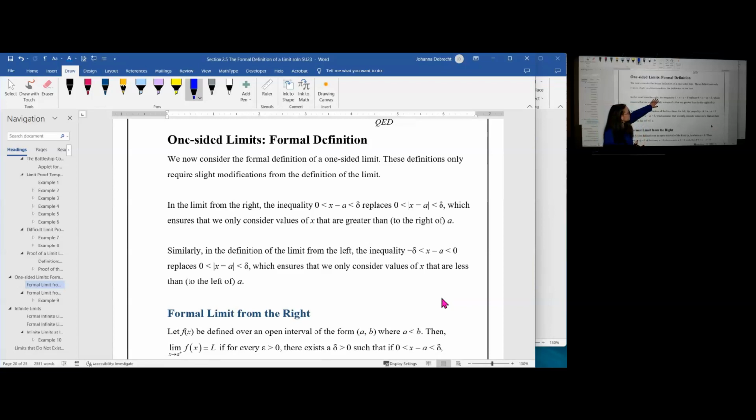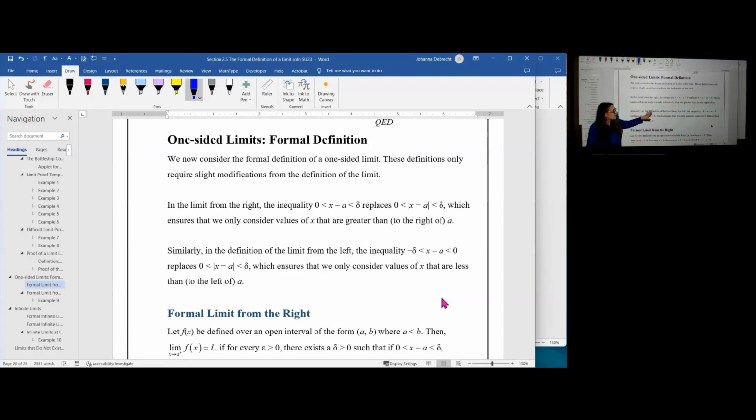So in the limit from the right, we know that this is a, and this is x. So we know x minus a is already positive. I don't even need the absolute values, and it's going to be less than delta. So it replaces the one with the absolute values.